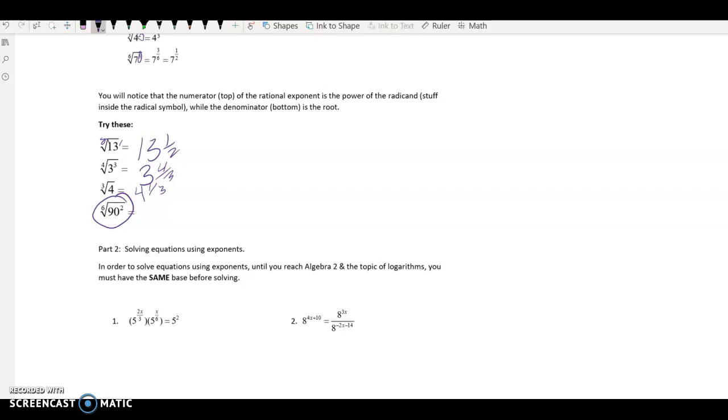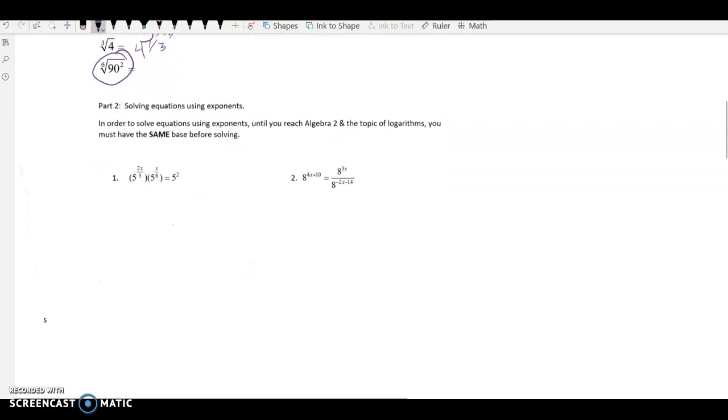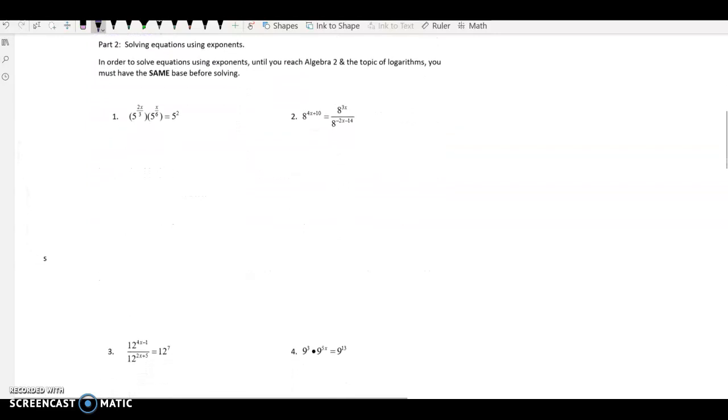Down below, it says solving equations using exponents. In order to solve equations using exponents, until you reach algebra 2 and the topic of logarithms, you must have the same base before solving. The idea here is same base. Let's go over a couple examples. What I want you guys to do is copy each problem down first, pause the video, and rewind it and watch it again.